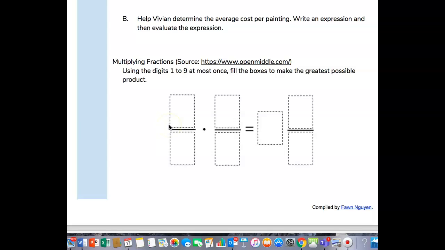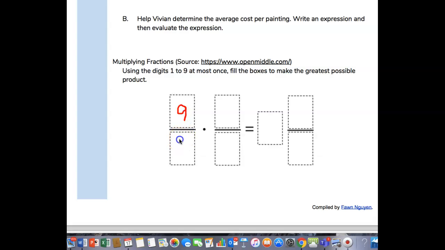Okay, guys, on this multiplying fractions, it says using the digits 1 to 9 at most once, fill the boxes to make the greatest possible product. Well, I'll tell you, I worked on this for about 20 minutes because I always like to do the problems before I look at the answer key, and I just couldn't find one that used a different number each time. So I'm going to show you what they did, and I don't really like what they did on their problem. It didn't seem real fair to me, but anyway, I'm going to show you what they did.